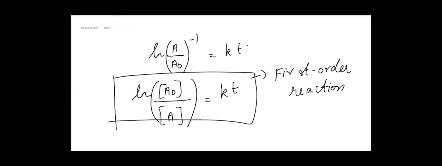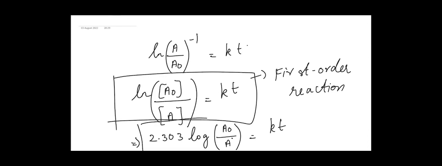This relation is also used in most of the numericals. Here this is the natural logarithm to the base e. Now if we convert it into the logarithm to the base 10, we have to introduce a new constant 2.303. 2.303 log of a naught by a is equal to k times t. This relation also comes into use, where mostly we solve numericals by taking the base of 10.